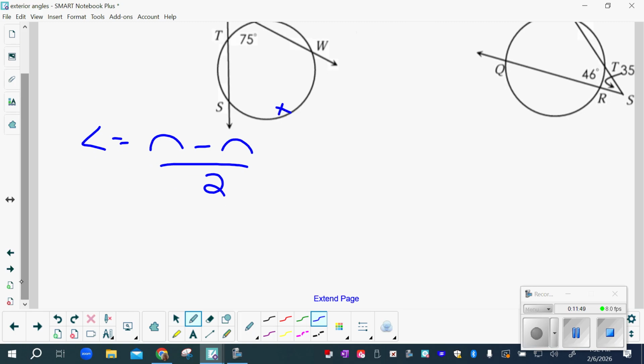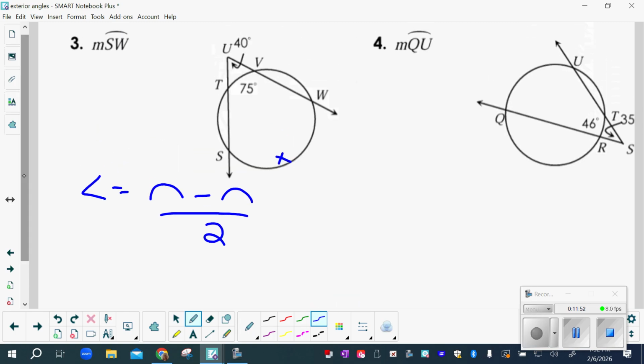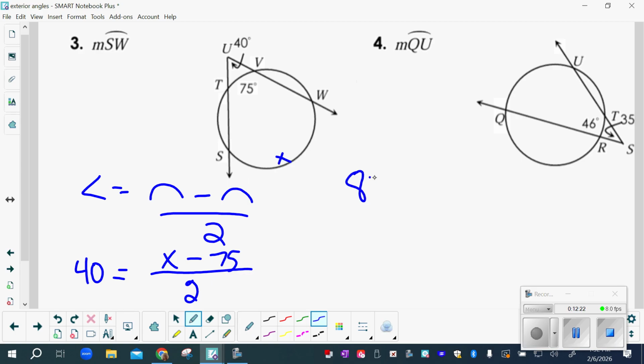No, watch. It's exactly what it says it is. So if this is 40, I'm going to put a 40 right here, equals my big arc. I don't know what it is. So what am I putting for the big arc? X minus 75 over 2. But you're right, I am going to double it. I'm going to times both sides by 2 because I can't make X go into that guy nicely. So I'm going to times both sides by 2.